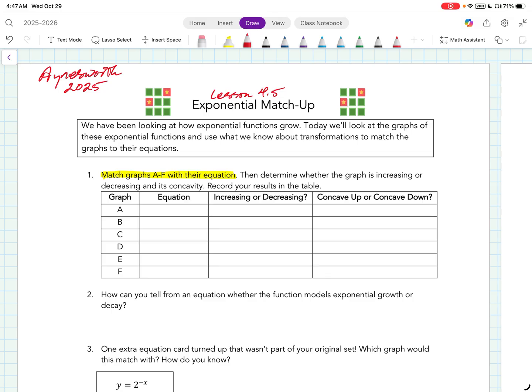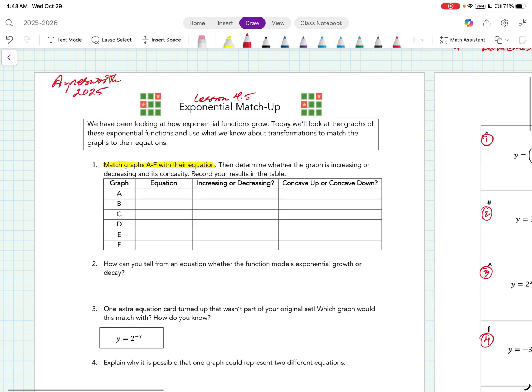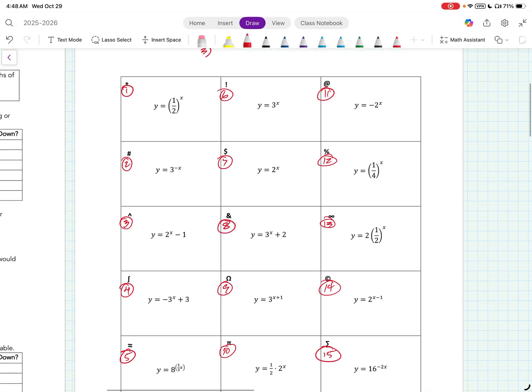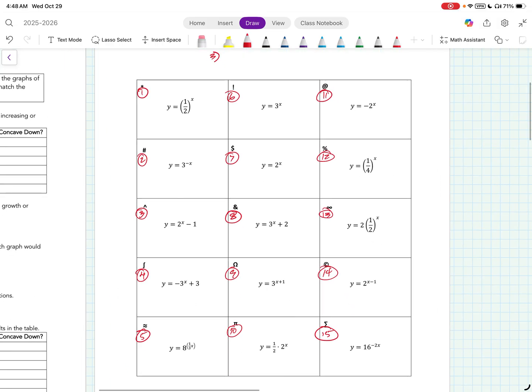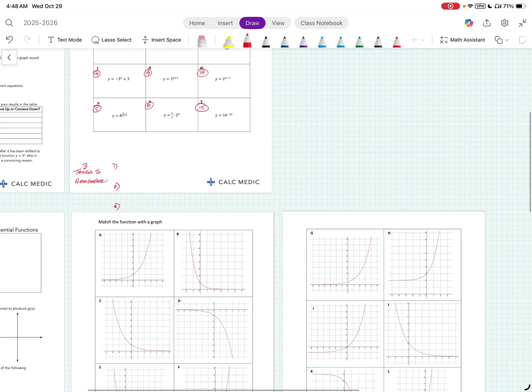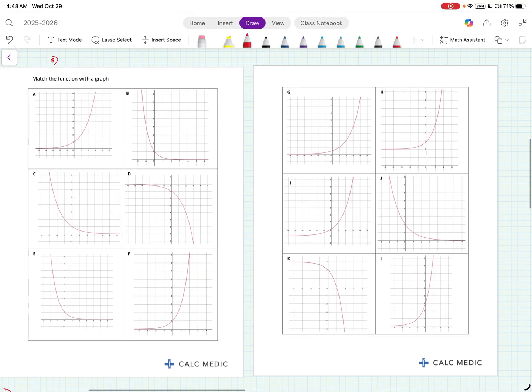We're going to look at exponential functions and try to match them with your graph. In this lesson, we've got a bunch of functions. We've got 15 of them, and they're all different types with different bases and different exponents and such. And what we want to do is match these with these corresponding graphs.